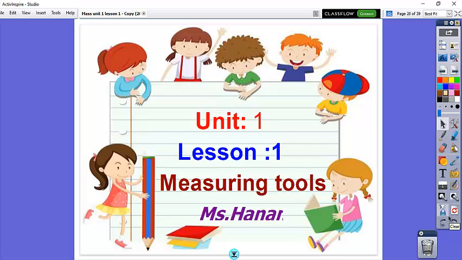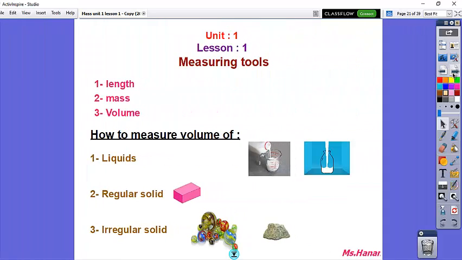Now the last part of lesson 1 for primary 4, the measuring tools. In the previous videos, I spoke about the measuring tools and units that are used to measure length and mass of the matter. In this video, I'll speak about the measuring tools and units that are used to measure the volume of matter. How to measure the volume of matter?